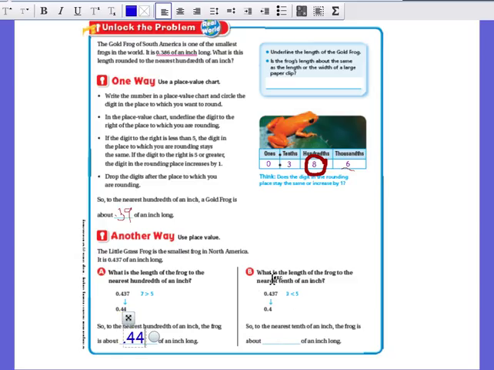If we look here, which is the length of the frog to the nearest tenths. So once again, we got to find that place, which is the 4. And we have to look next to it, and 3 is less than 5, so we are just going to go 0.4 because we don't have to go any further than where they wanted it rounded to.